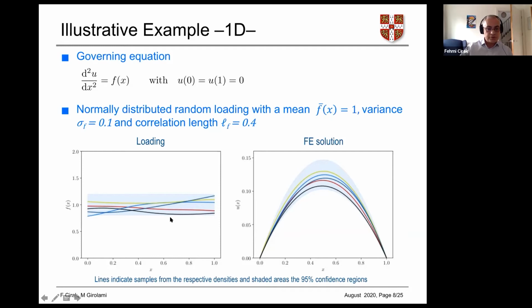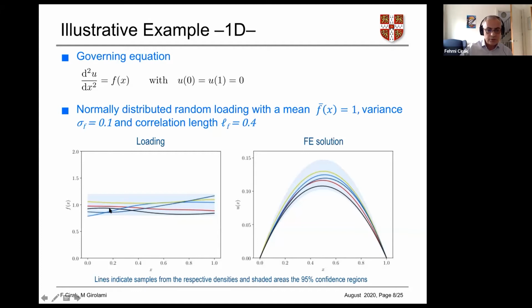I have plotted here in the left plot the loading over the domain. It has a mean of 1, and you can also see the 95% confidence region. In addition, we have sampled from this Gaussian process, from this normal distribution, and created several samples. These are the different lines, okay? So these are the kind of loadings which we would expect in this problem. These are 5 lines.